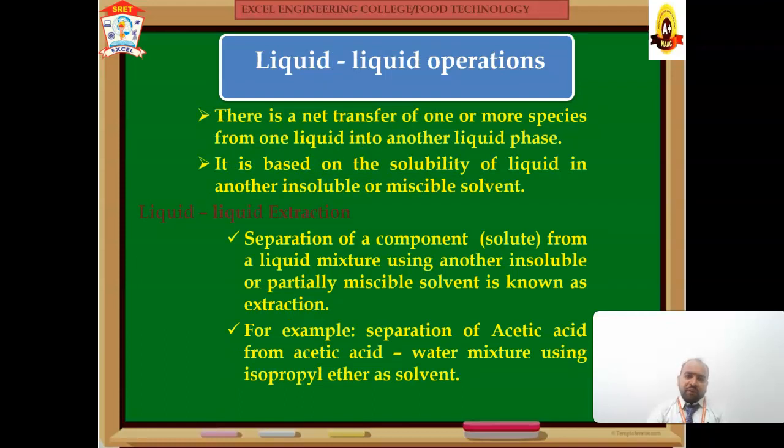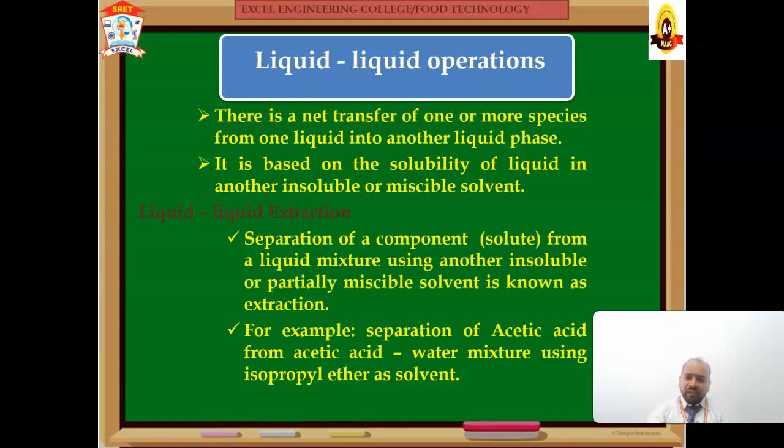Then liquid operations. Here we utilize only the extraction process. Extraction means you can extract a component from a liquid mixture by utilizing a solvent. For example, extracting acetic acid from acetic acid water mixtures using isopropyl ether as a solvent. This is one of the extraction processes. Here we utilize isopropyl ether and recover the acetic acid. The same thing we can utilize in the food field also.